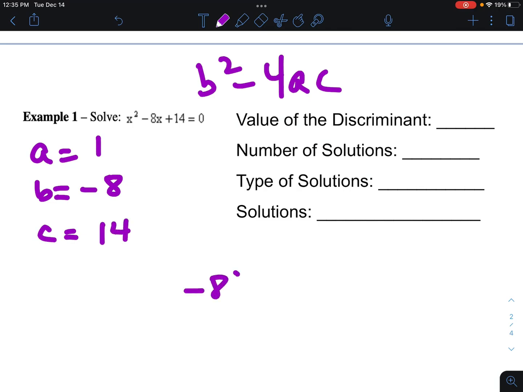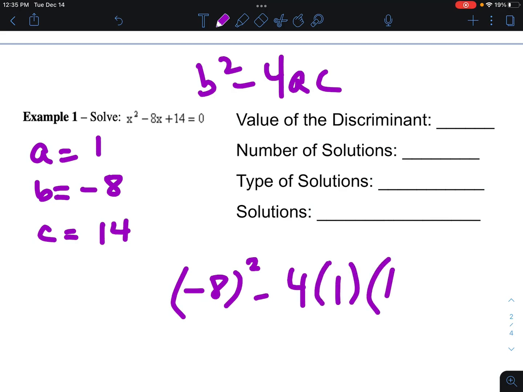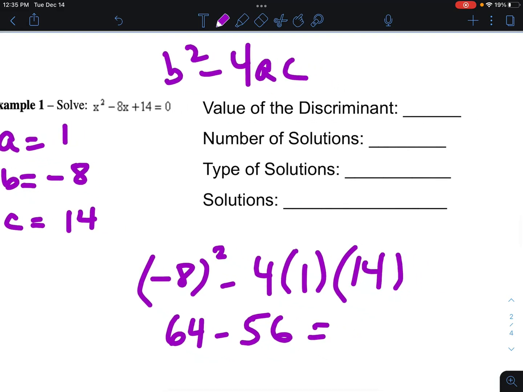Substitute those values in. Negative 8 squared minus 4 times 1 times 14. That's 64 minus 56. That number is positive. So the discriminant is 64 minus 56, which gives a grand total of 8. So the discriminant is 8. Number of solutions, 2. Type of solutions, they're real versus complex or imaginary.